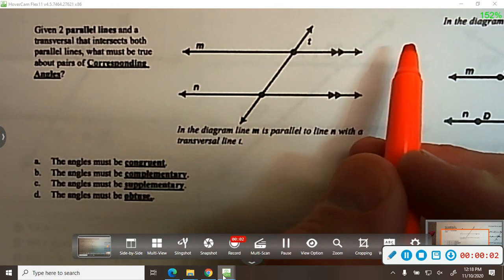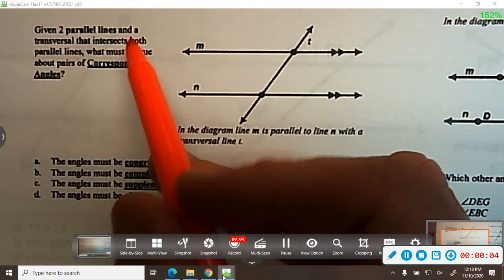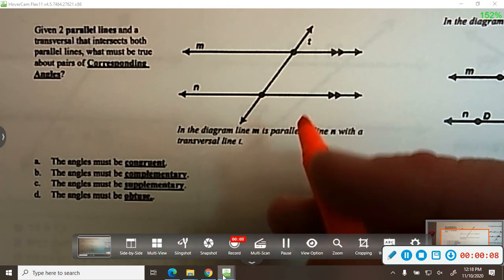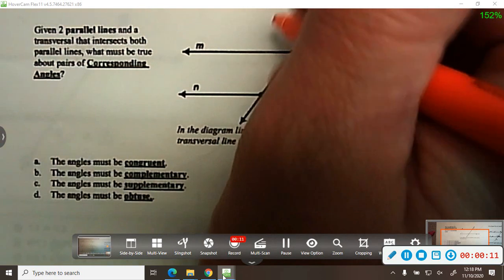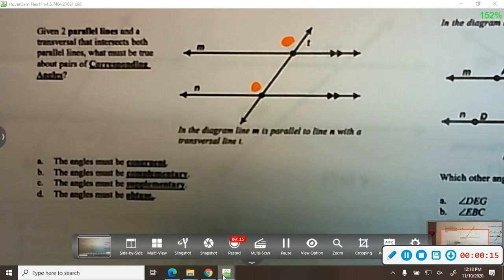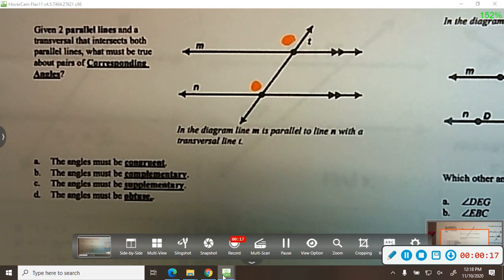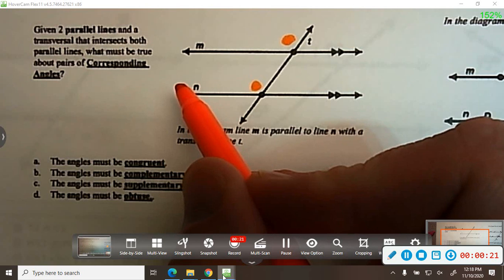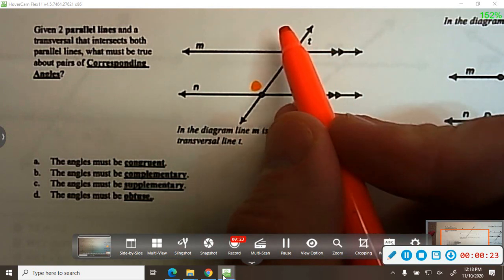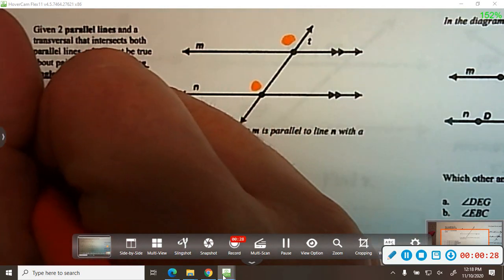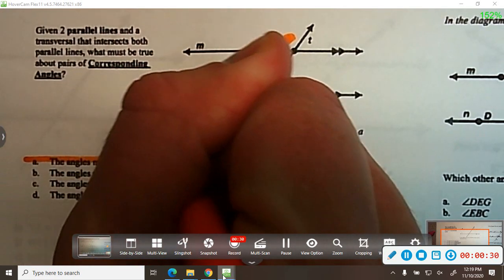So given two parallel lines and a transversal, what must be true about corresponding angles? So what must be true about, say, this angle and this angle? Well, by the corresponding angles postulate, if a transversal intersects two parallel lines, then the corresponding angles are congruent. So I would say the angles must be congruent.